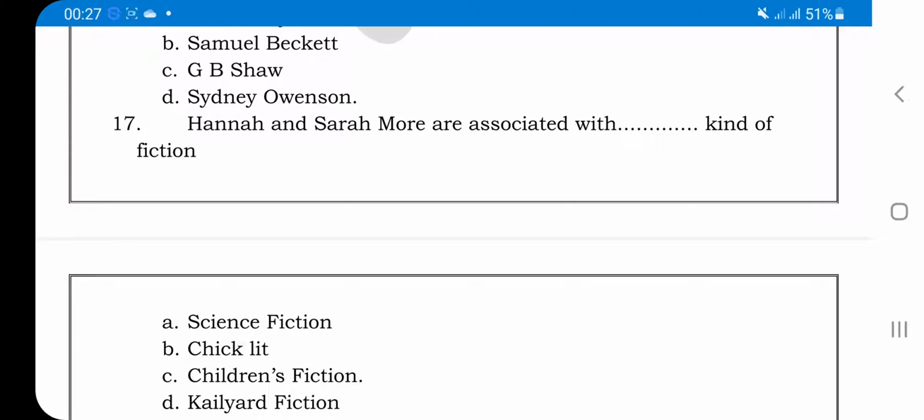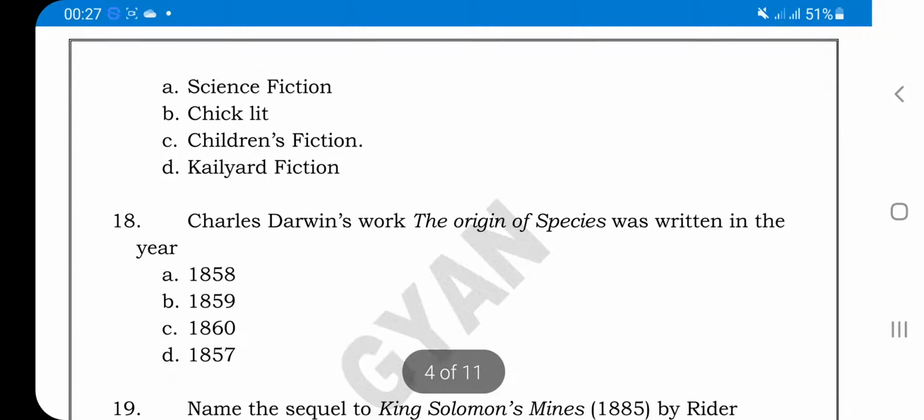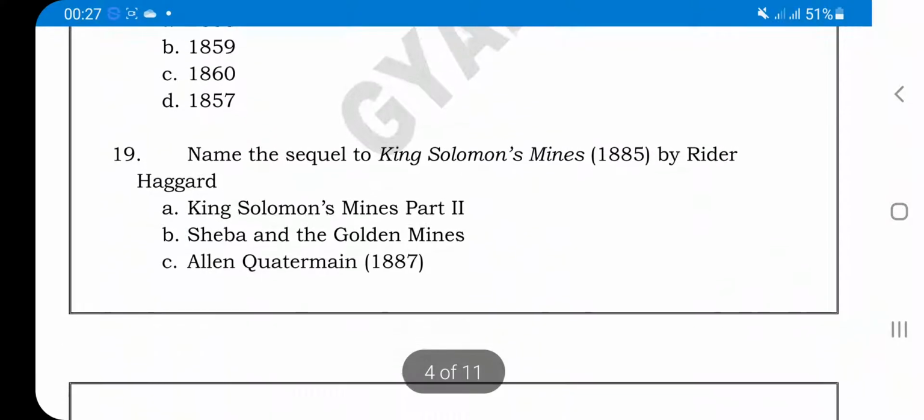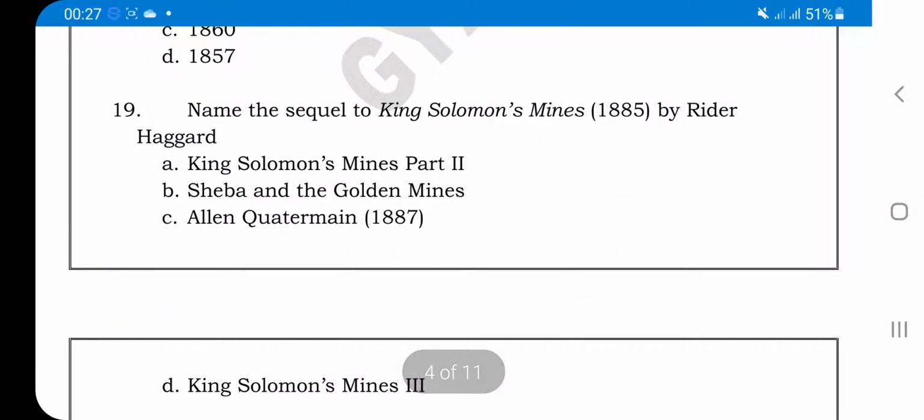Hannah and Sarah Moore associated with dash kind of fiction. Something really good. Origin of Species. I don't know why they ask this question in exams, but they do. So what to do? Now name the sequel to King Solomon's Mines by Rider Haggard.